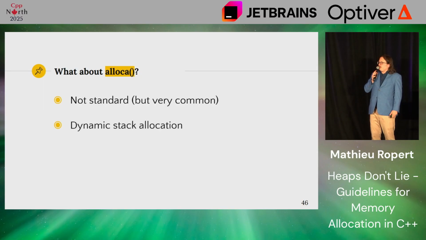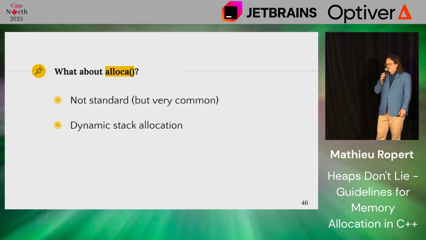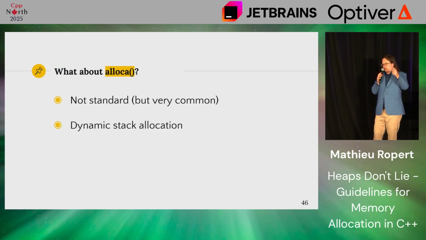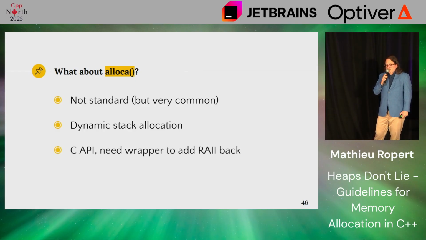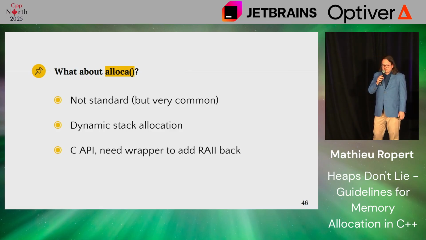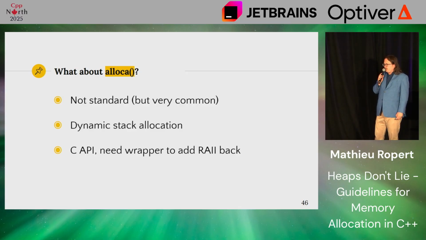And it's basically dynamic stack allocation. It allows you to use the stack with a size that is not known at compile time. It's a register add from another register instead of from a constant. That's what it does. It's a C API. It's a good old C API. So you're going to have to do a wrapper, macro or whatnot to be able to add RAII back.